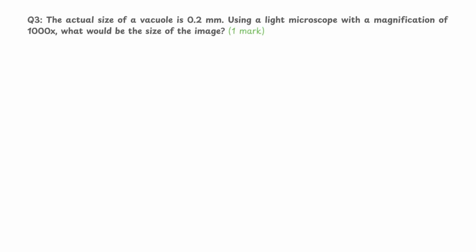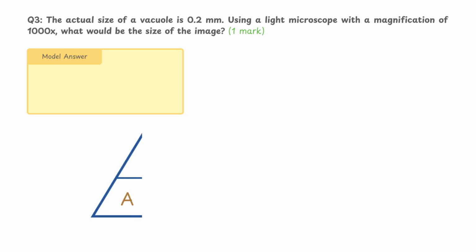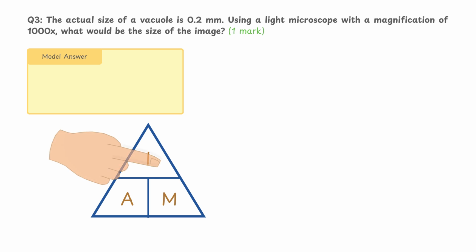For the last one, the actual size of a vacuole is 0.2 millimeters. Using a light microscope with a magnification of 1,000 times, what would be the size of the image? First, let's use the equation triangle. We're looking for the image size, so we need to cover up the I. The formula tells us image size equals actual size multiplied by magnification.